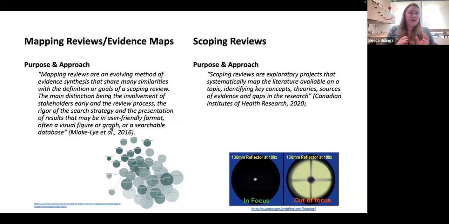Usually whenever you're doing a mapping review or an evidence map, they are going to synthesize and present the results in a more tabular way. So you're going to see a lot more graphs, a lot more images, where scoping reviews are going to be more narrative in focus.